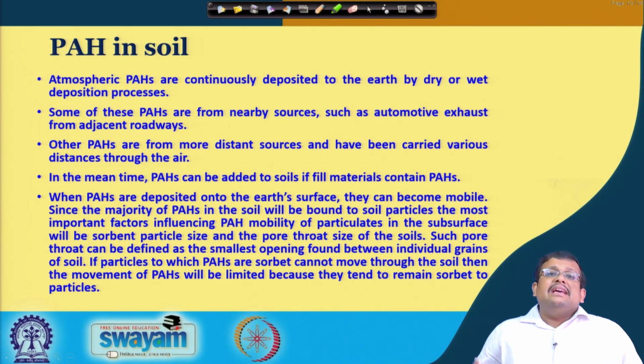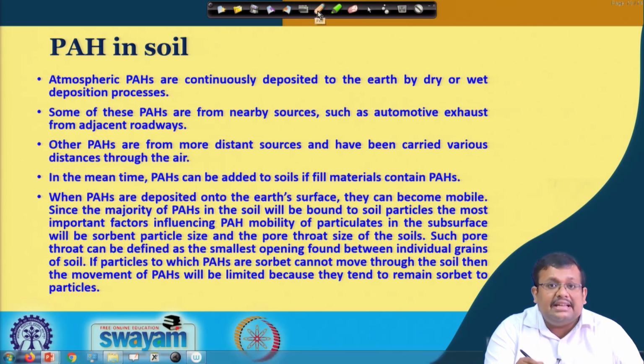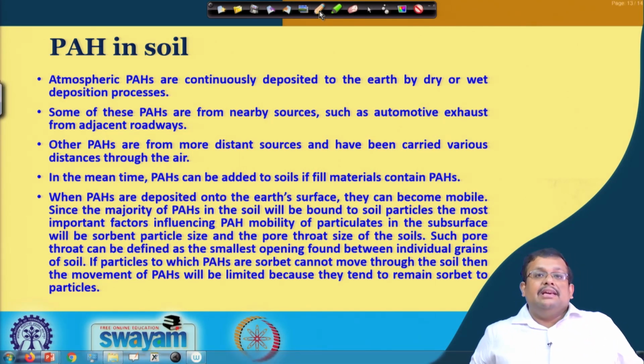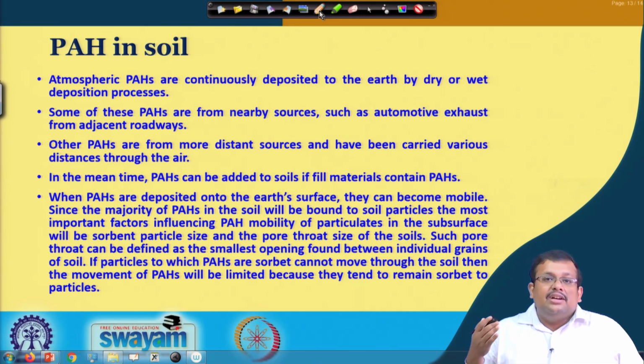So, if you see the pH compounds in the soil, there are certain important points. Now, atmospheric pH are continuously deposited to the earth by dry and wet deposition processes. Some of these pH are from nearby sources such as automobile exhaust from adjacent roadways, whereas other pH are from distant sources and have been carried various distances through the air. In the meantime, pH can be added to the soil in fill materials containing the pH.